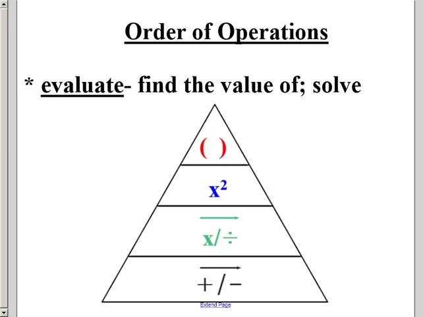In the word evaluate, you should hear the smaller word value. And so to evaluate means to find the value of, or in other words, to solve a problem. And there's an accepted order in which to do that. And you probably in elementary school might have learned PEMDAS, please excuse my dear Aunt Sally. And that's great and all, but when you look at that, that looks like there's 6 steps to order of operations. There are not 6 steps to the order of operations. In fact, there are only 4.